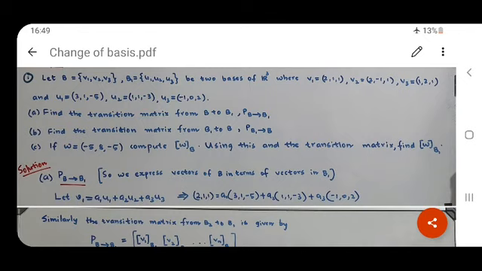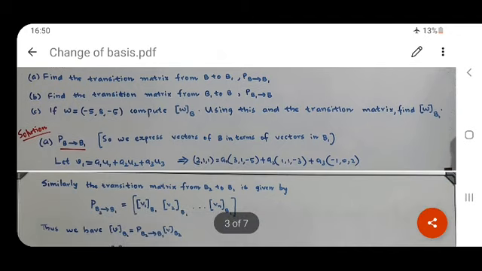So as the solution, first we will evaluate the transition matrix from B to B1. So the elements of B are expressed in terms of the elements of B1. So v1 equal to, let us assume, a1 u1 plus a2 u2 plus a3 u3. So you will get (2, 1, 1) equal to a1 into (3, 1, -5) plus a2 into (1, 1, -3) plus a3 into (-1, 0, 2). So that gives a system of linear equations.